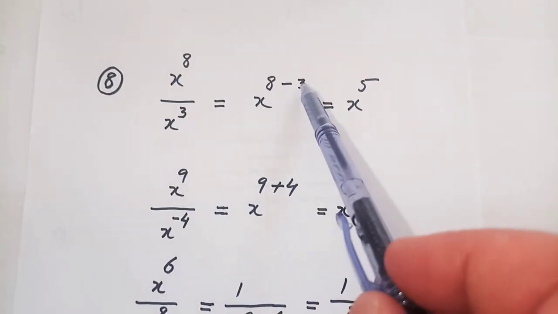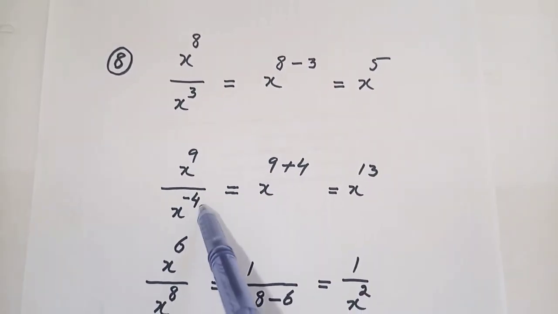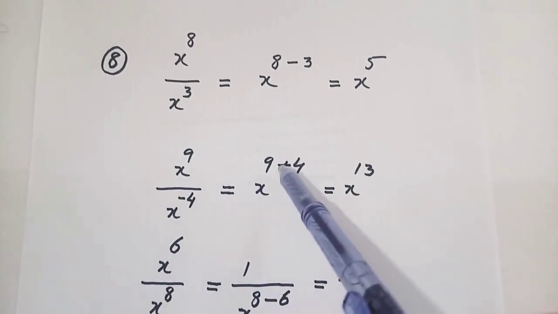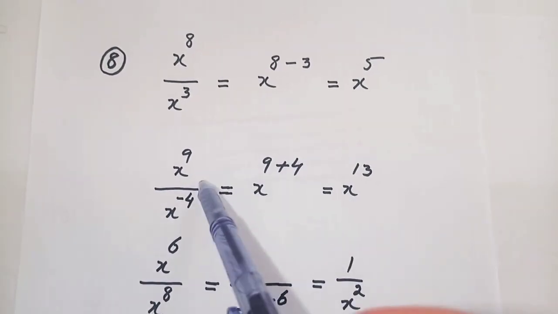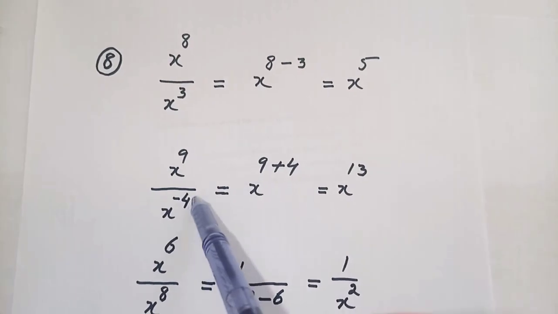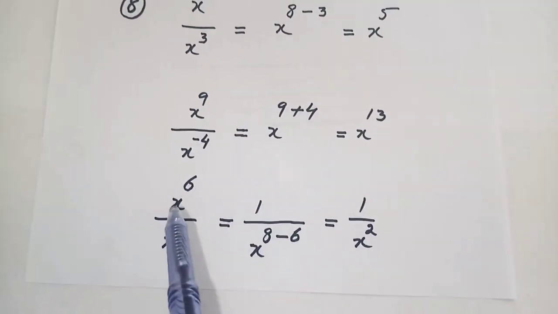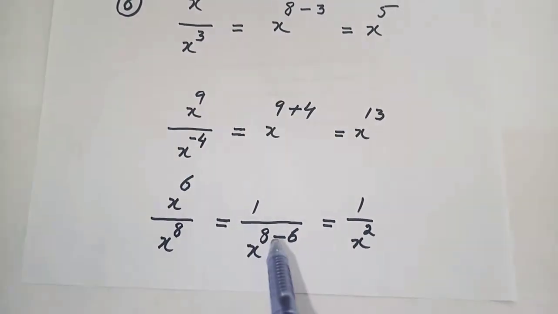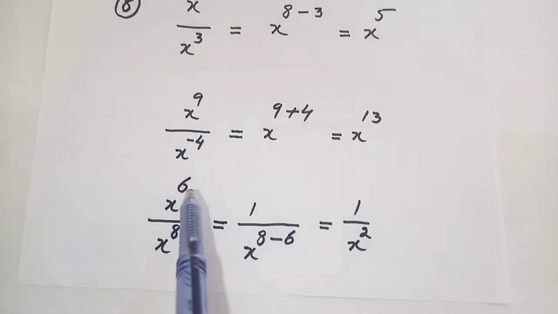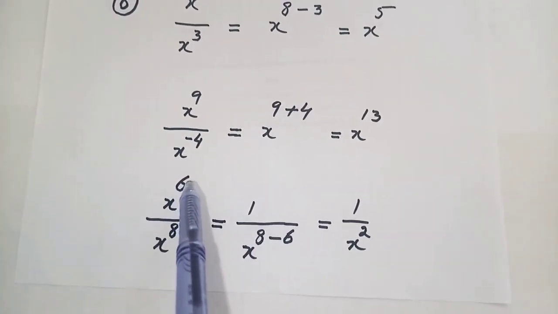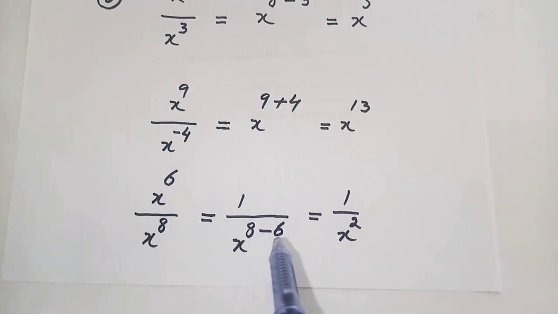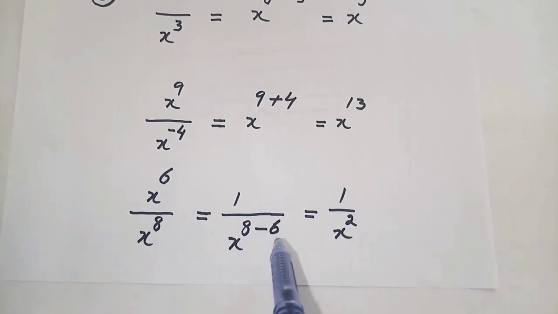If we shift it to the numerator, it will become negative. But here it is negative, and if we shift it to the numerator, it will become positive. So x power 9 plus 4, x power 13. And here, if we shift the power to the denominator, it will become negative. Here 6 is positive, but if we shift it to the denominator, it will become negative.